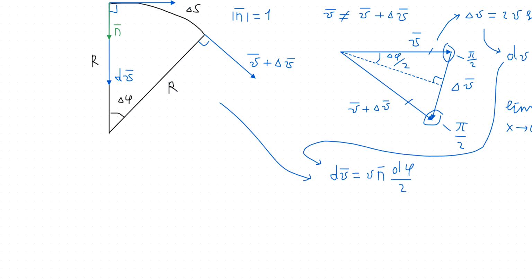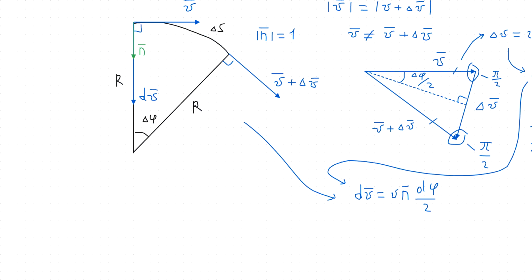And what else it is necessary to notice? From this picture, we can also notice that delta S is equal to R multiplied by delta phi, because phi is an angle in radians. So from here we have that delta phi is equal to delta S divided by R, divided by radius.